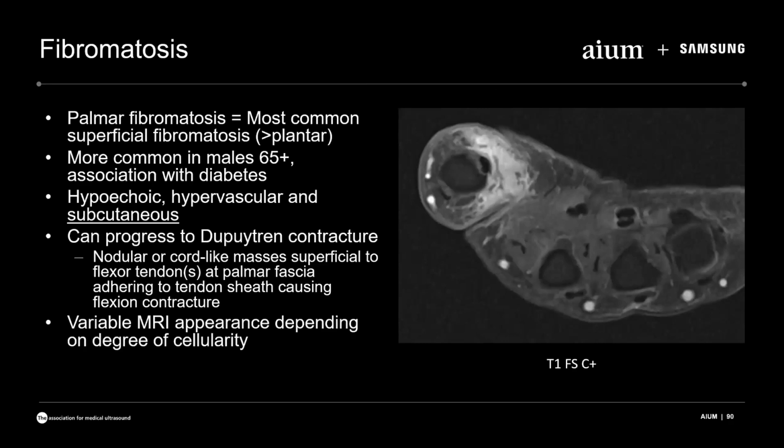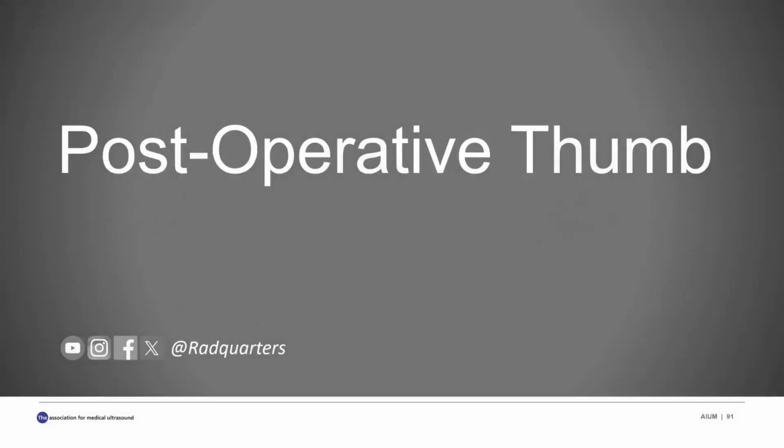This patient did go on to have an MRI for surgical planning. We can see it's this ill-defined enhancing area, but notice how tightly associated it is with the flexor pollicis longus tendon there. All right, so now I'll finish up by talking about the post-operative thumb.